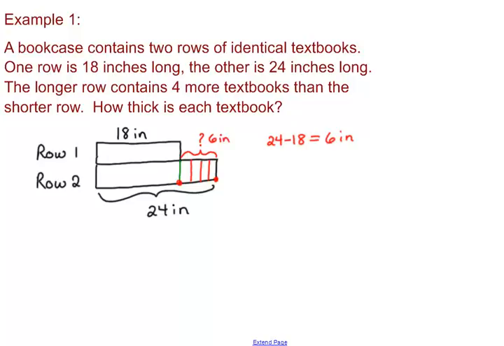That 6 inches is divided up into 4 books. So we're going to take 6 divided by 4. So that's 2/4, which is 1/2. So the answer is each textbook is 1.5 inches thick. Okay, so that's our first bar diagram.